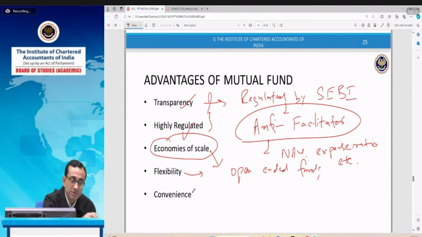Yes, Kirti, the investment in mutual fund does not require a demat account. So demat account is not compulsory if you invest in a mutual fund. If you want to invest in an exchange traded fund, ETF, then a demat account is required.